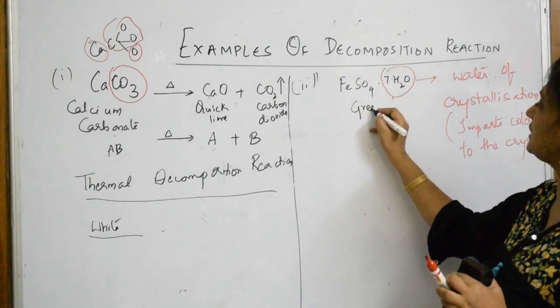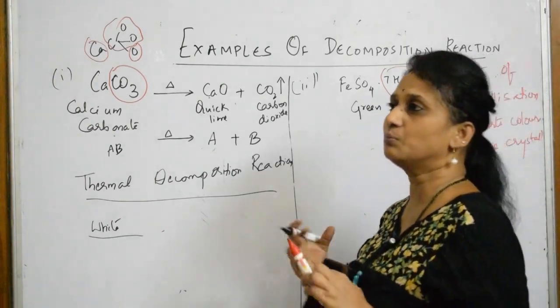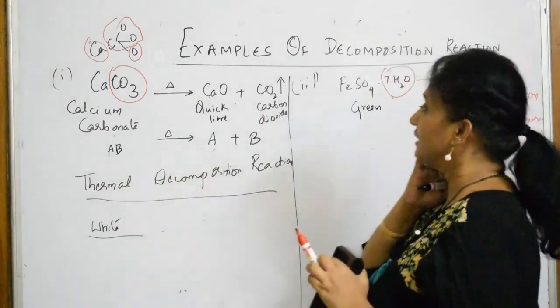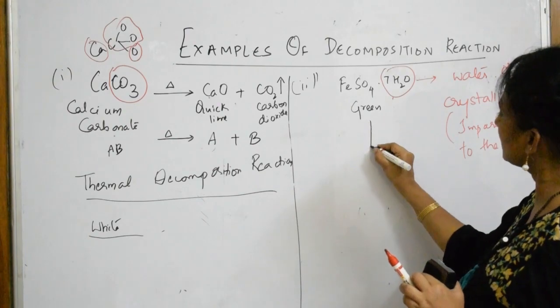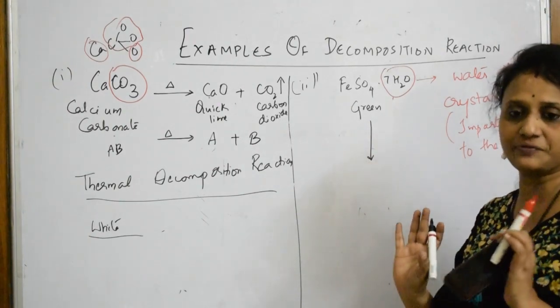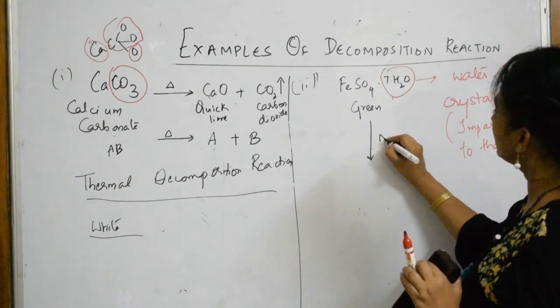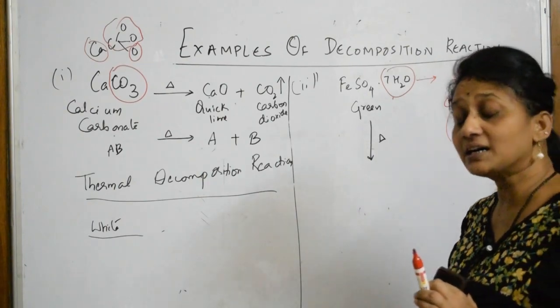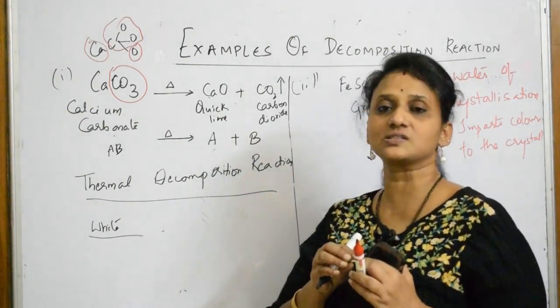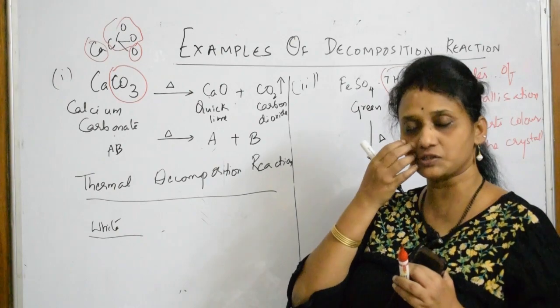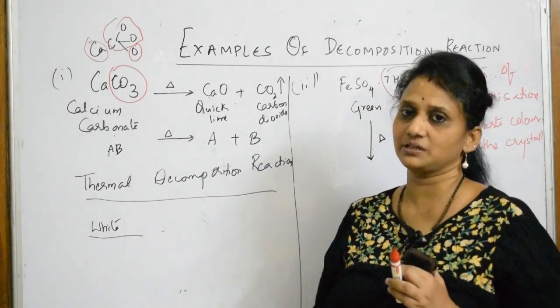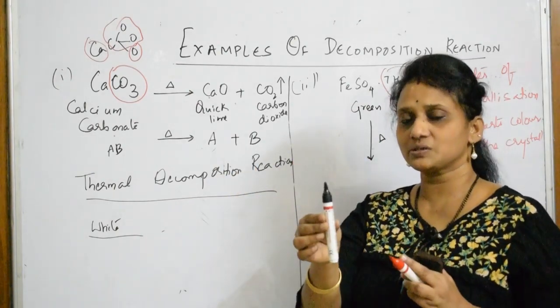A very nice green color you'll have, like blue and green mixed together, right? So what happens, I'm going to take this crystal, ferrous sulfate 7H2O, and I'm going to heat it, delta. What is delta again? I said you're going to take the crystal salt in a boiling test tube and heat it under the Bunsen burner.